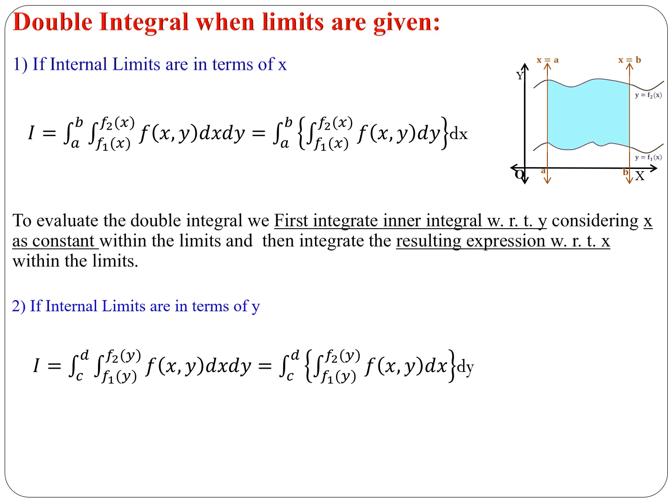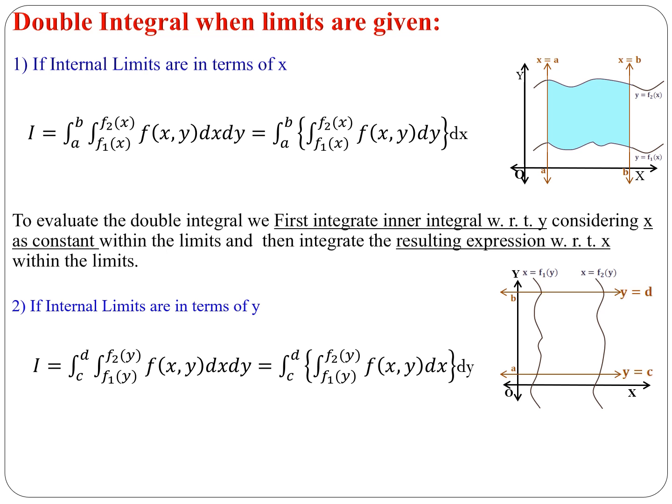Then we will integrate this function of y with respect to y and put the limit of y as c to d. Now if we again see this as a geometrical form, the x limits are f1(y) to f2(y). So the lower limit is f1(y), and we will draw on the xy plane. This is your first x equals f1(y), second x equals f2(y), so lower limit and upper limit. Now the y lower limit is c and y upper limit is d.